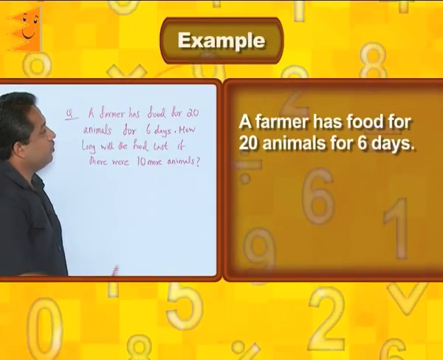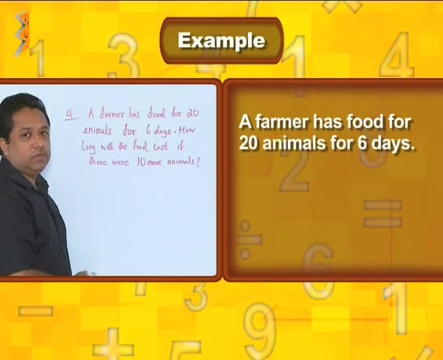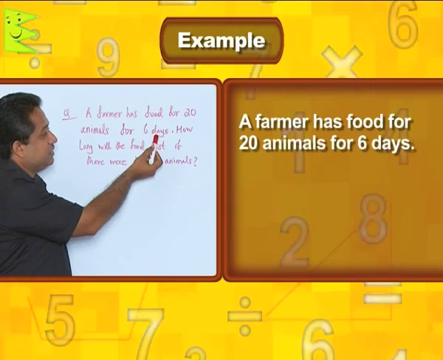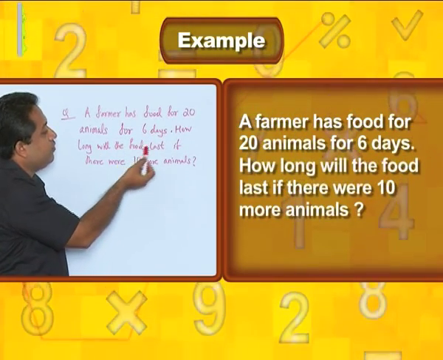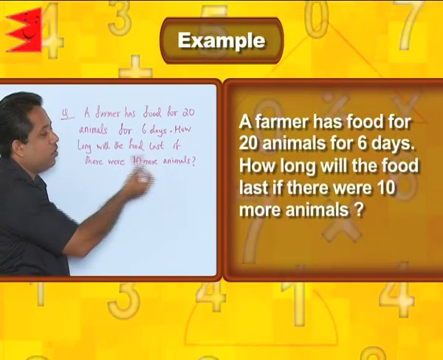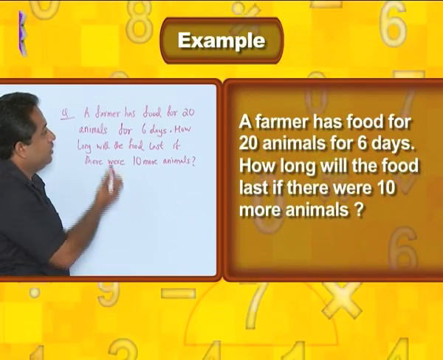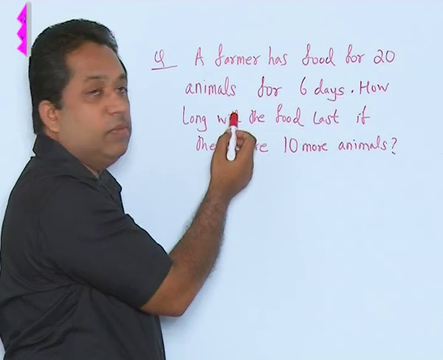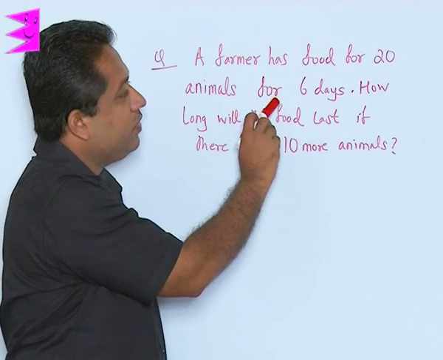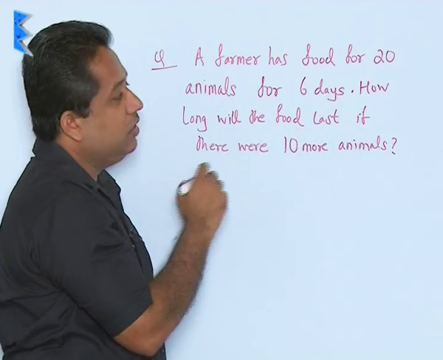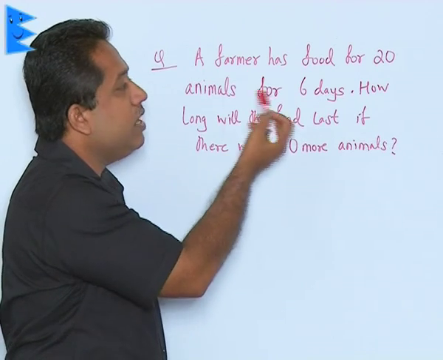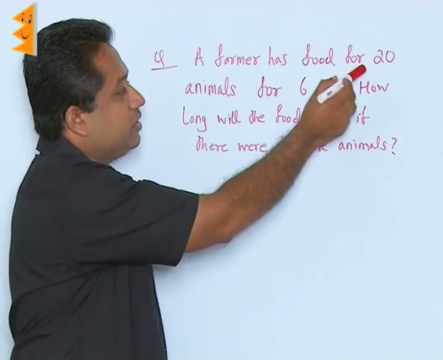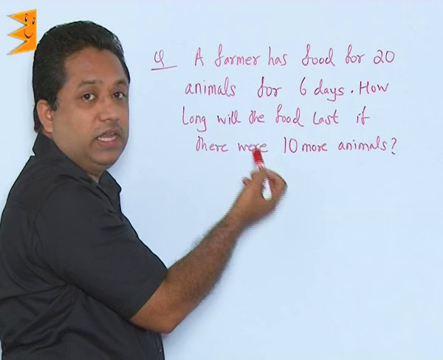A farmer has food for 20 animals for 6 days. How long will the food last if there were 10 more animals? We read the question carefully. He has enough food for 20 animals and he will be able to feed the animals for 6 days. Now, if 10 more animals are put in this, that means 20 plus 10, he will have 30 animals.